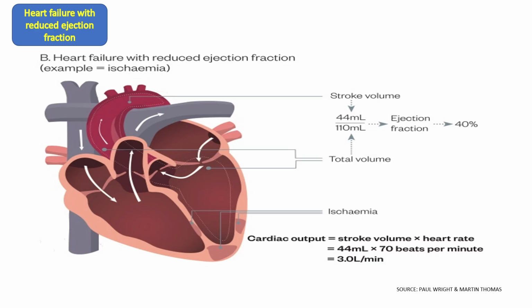But let's say that in this example of a reduced ejection fraction from a heart attack, the heart is only able to pump, say, 44 milliliters of blood in systole because of the systolic dysfunction. Then the calculated ejection fraction is reduced to 40%. The cardiac output for the same heart rate of 70 beats per minute, but a stroke volume of 44 milliliters, calculates at 3 liters per minute.